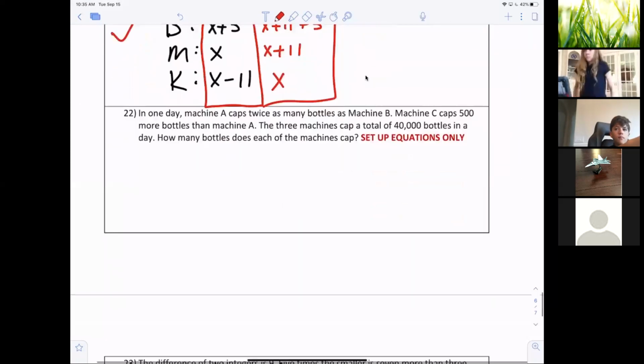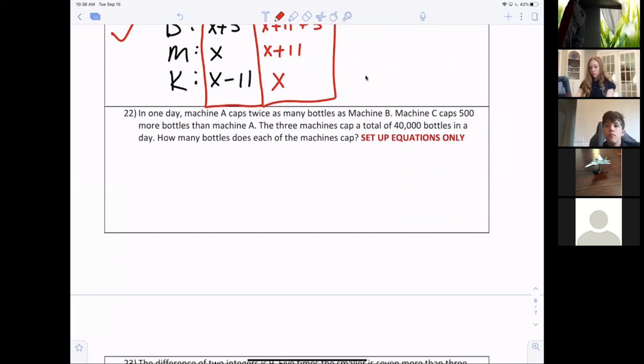All right, let's do 22. Let's see what you can do on 22. I'll give you another couple minutes. It's talking about machines A, B, and C. Come on now. I'll walk around the room again. Mr. Pika, I might call on you. Be ready for 22. All right. Wait, what'd you say? 1 minute.